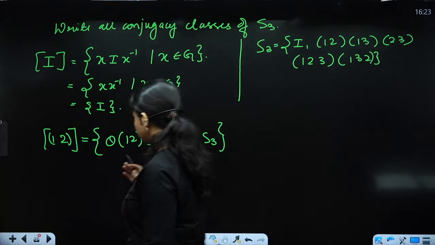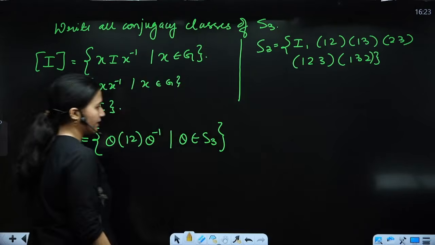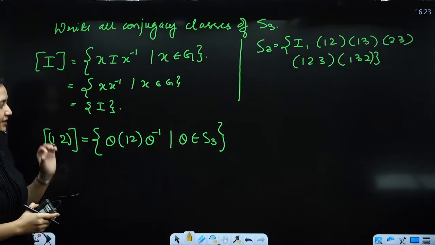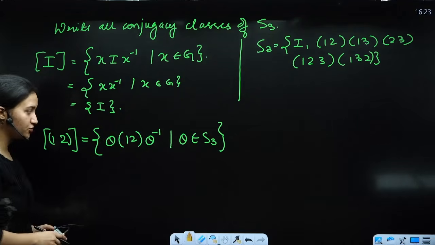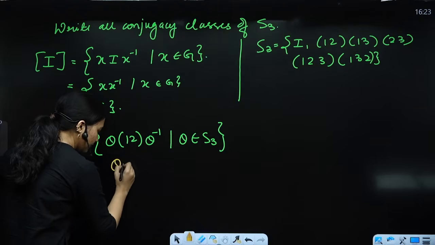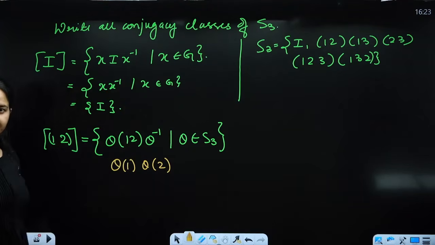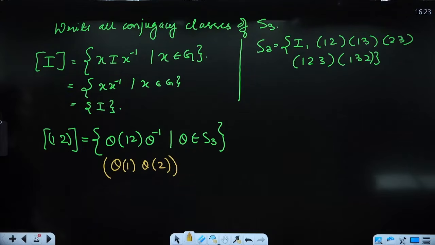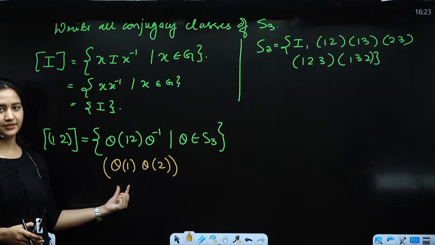Now see, just focus on the calculations, okay, we won't think too much about other things. We know that this whole expression is going to be equal to what? Theta of 1 and theta of 2. This is what we did, right? And this is going to be the required cycle, right? So now the conjugacy class depends on the value of theta over here, right?